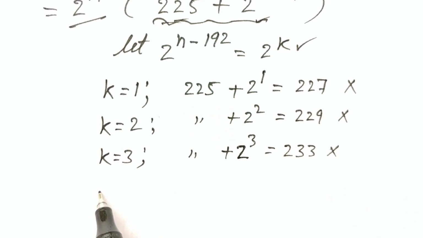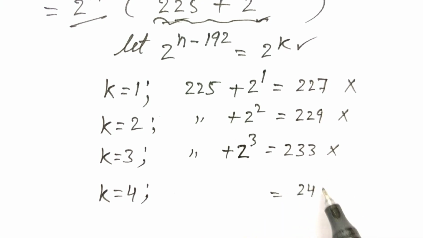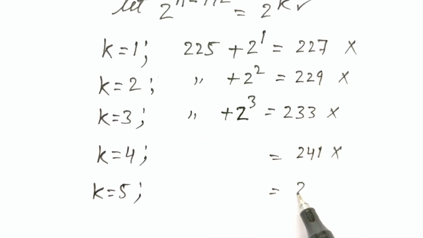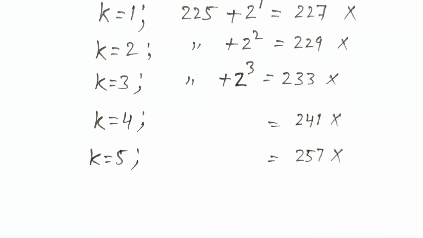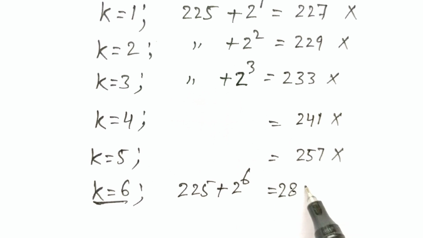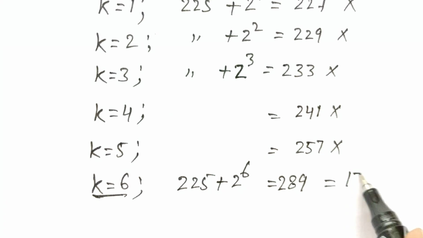Same way k is equal to 4, right? So this value will be 241. Also not a perfect square. Now k is equal to 5, right? So this value will be 257. Not a perfect square, right? Now k is equal to 6. So 225 plus 2 to the power 6 is equal to 289, which is a perfect square, right, of 17.